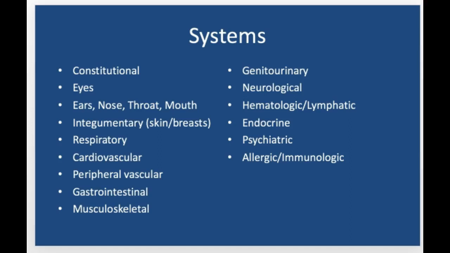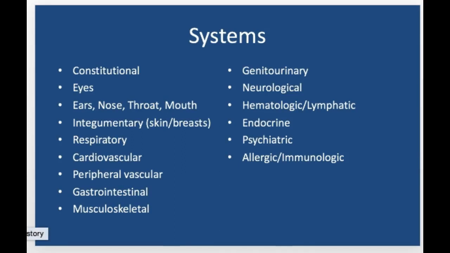Integumentary is the skin and breast. Do you have any skin changes, rashes, skin lesions, changing skin lesions, any breast pain, breast changes? Do you have any respiratory issues like cough, shortness of breath, hemoptysis? Cardiovascular, you might ask about chest pain, chest pressure, palpitations, shortness of breath can go there as well. Peripheral vascular, and the list goes on. There's a list of review of systems questions in Blackboard for you, but you can ask any of those questions. And you should ask all of them.